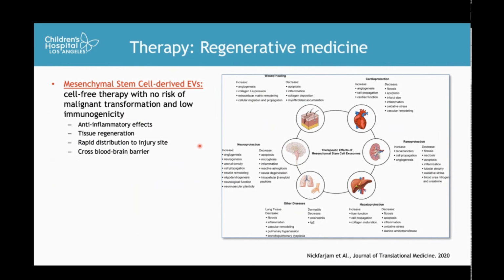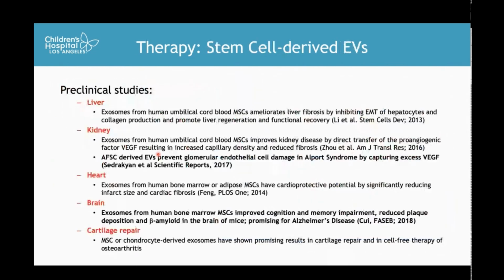In general, we see that stem cell-derived EVs have anti-inflammatory effects. They promote tissue regeneration and decrease fibrosis, for example. They can be rapidly distributed to the injury site since they're a lot smaller than natural cells. And also they can cross the blood-brain barrier, which is a very important function of EVs, which can induce neuroprotection in neurological diseases.